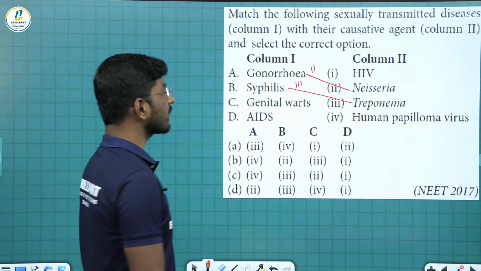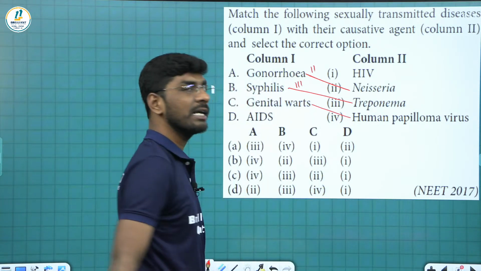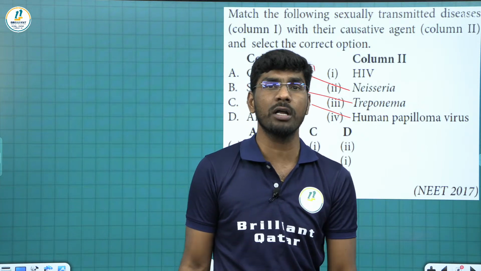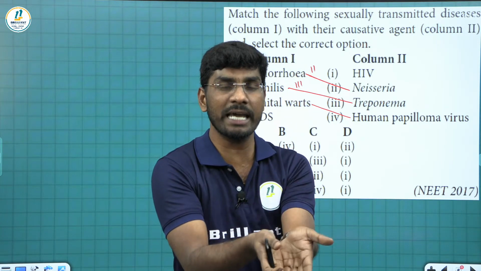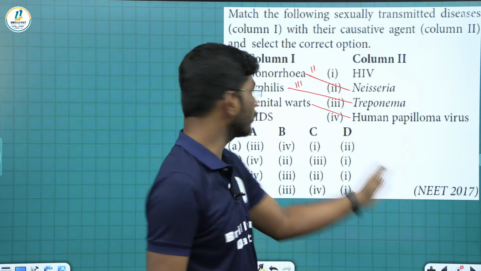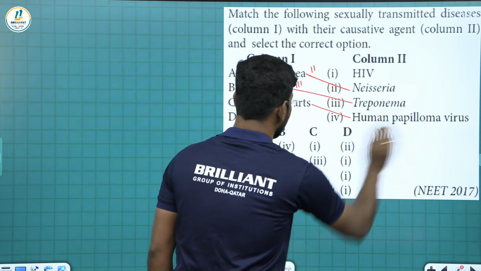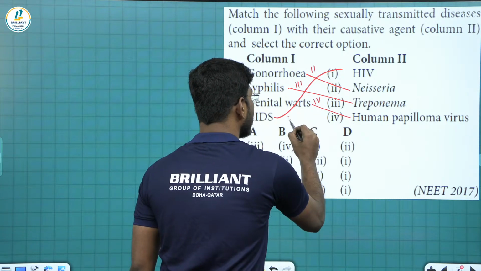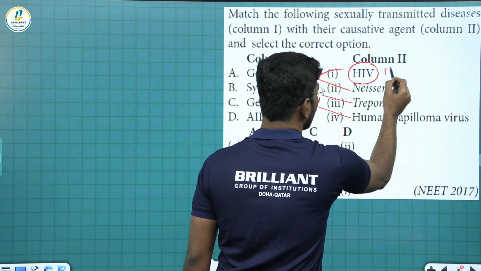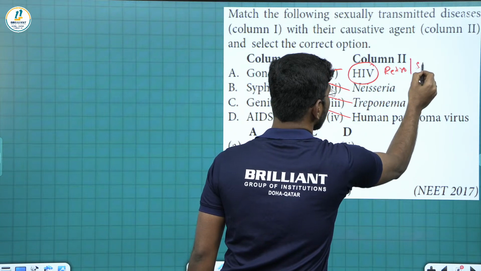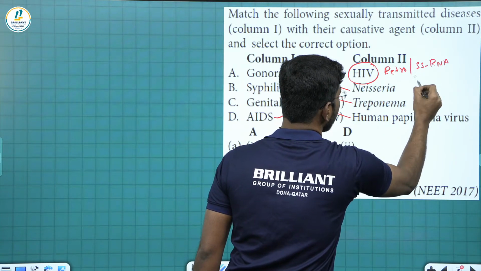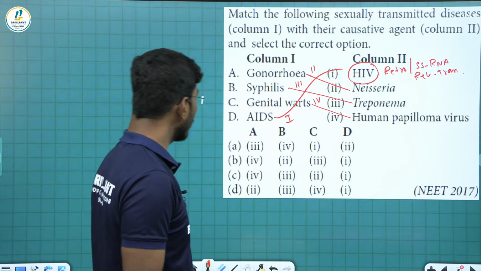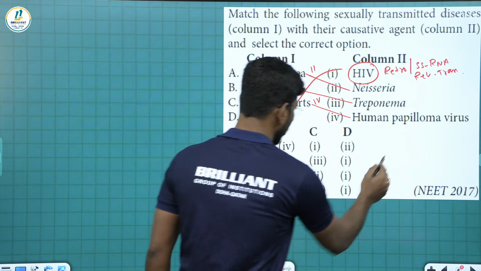Next, genital warts. You know this one is called cervical cancer, HPV virus, human papilloma virus. Cervix is the narrower part of the uterus. Cervical cancer, HPV virus. So it is called genital warts. So HPV virus I am writing. AIDS is HIV virus. So here I am writing fourth one and here it is first one. HIV is a retrovirus. Retro means what, beta? Single stranded RNA plus reverse transcriptase enzyme. So the answer is 2, 3, 4, 1. Option D.